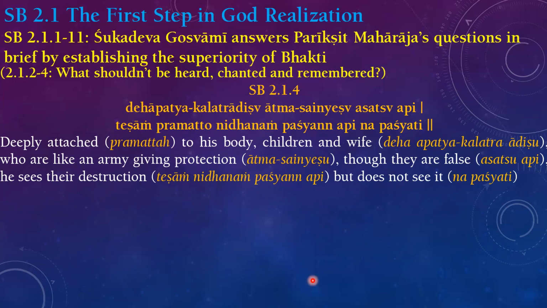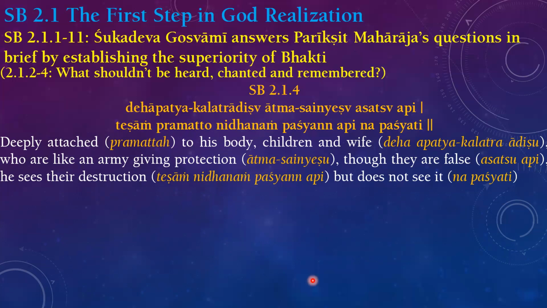Because he is deeply attached to the family members and deeply attached to his own body. Pramatto nidanam. Pramatta. He is actually mad out of affection for his own body, affection for his own bodily enjoyment, affection for his wife and children, friends and relatives.